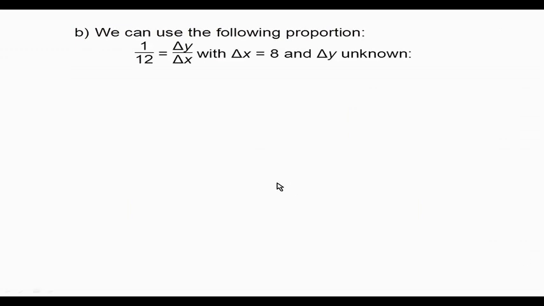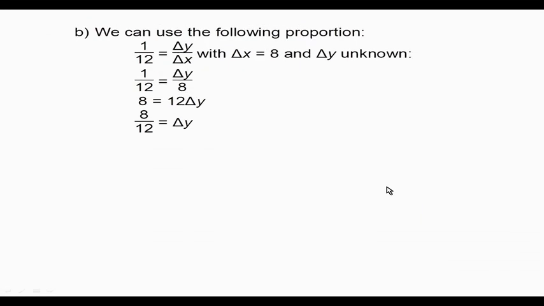Okay, part B. We can use the following proportion. 1/12 is equal to delta y over delta x, remember, change in y over change in x, with delta x equals 8 and delta y unknown. So I have 1/12 is equal to delta y over 8. Remember, all of this is in feet. If we find our cross products, again, students always say cross multiply, which there really is no such thing. You're finding cross products. So 12 times delta y is equal to 8. Divide both sides by 12.